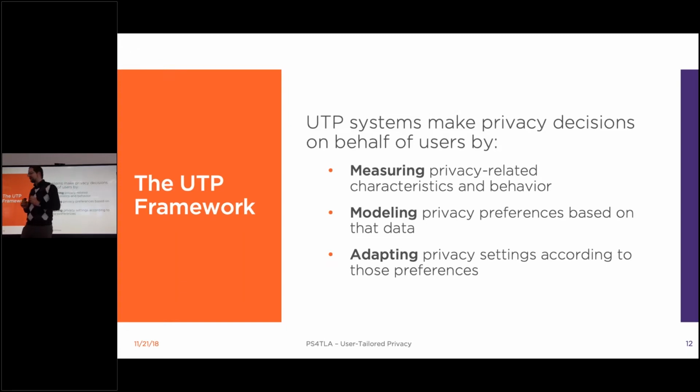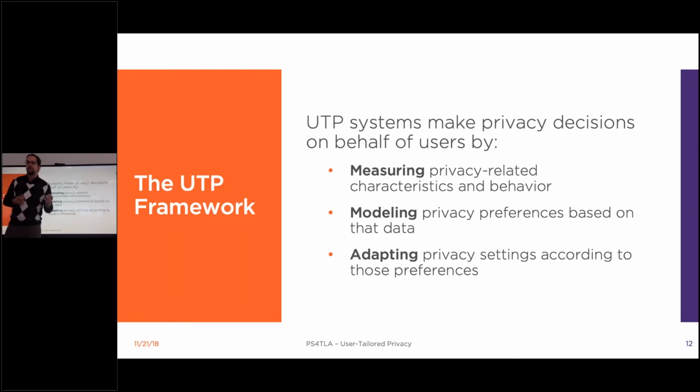And the context here is very important, because it turns out that privacy preferences crucially depend on who is requesting the information, what information is being requested, and what is the situation in which that information is being requested. So that needs to be part of this model.